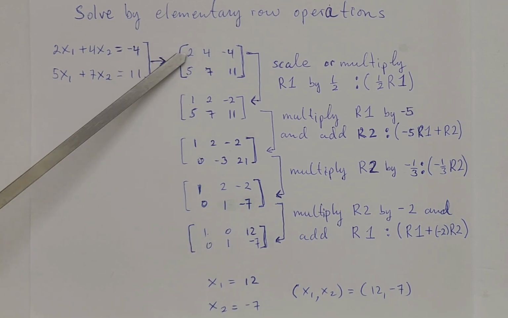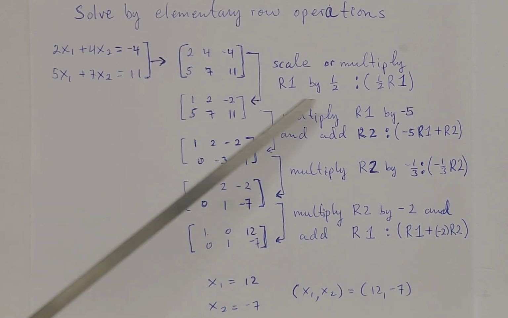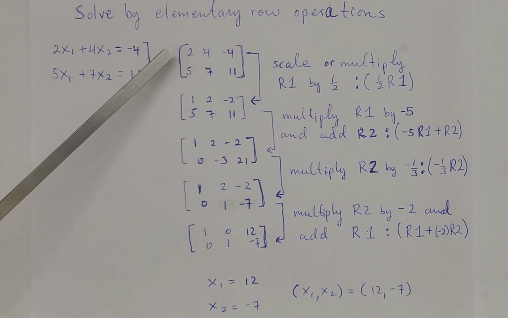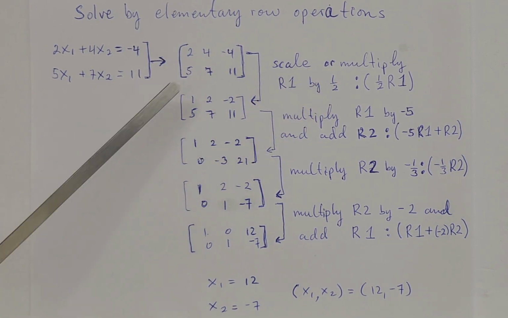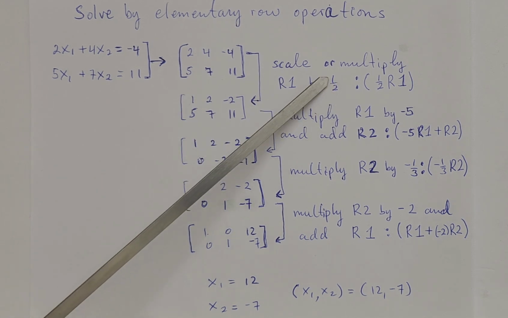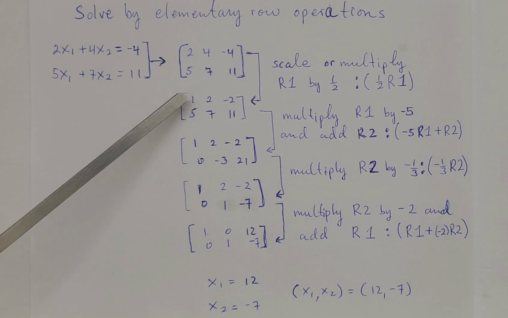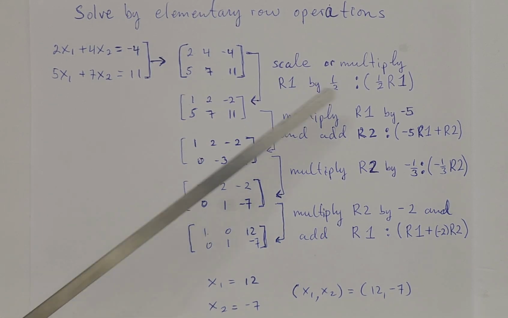The only way to change this 2 into a 1 is to multiply by 1 over 2. Where did this come from? 2 times a half gives me 1. So that's where this 1 over 2 comes from. To get this 2 into a 1, you need to multiply by 1 over 2.